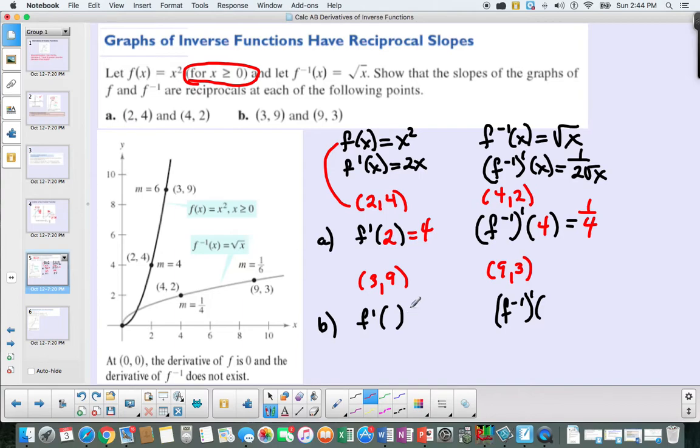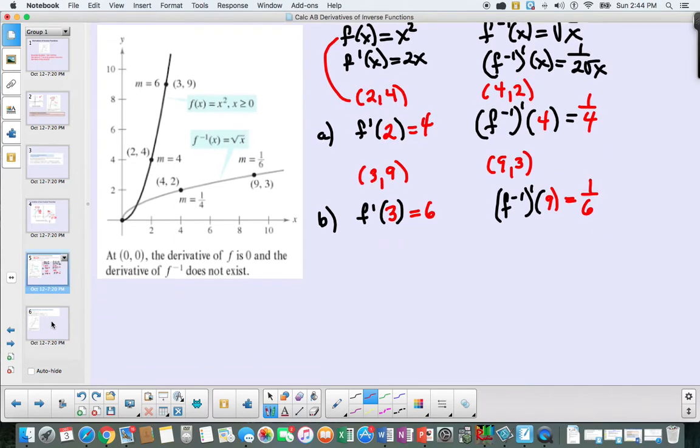Let's do it one more time. Let's do it at (3, 9) and (9, 3). Put 3 back into the function up here, and its derivative, its slope, will be 6. And let's put 9 in here, and when you put 9 back into the derivative, you're going to get 1/6. So this establishes the idea that they have reciprocal slopes.